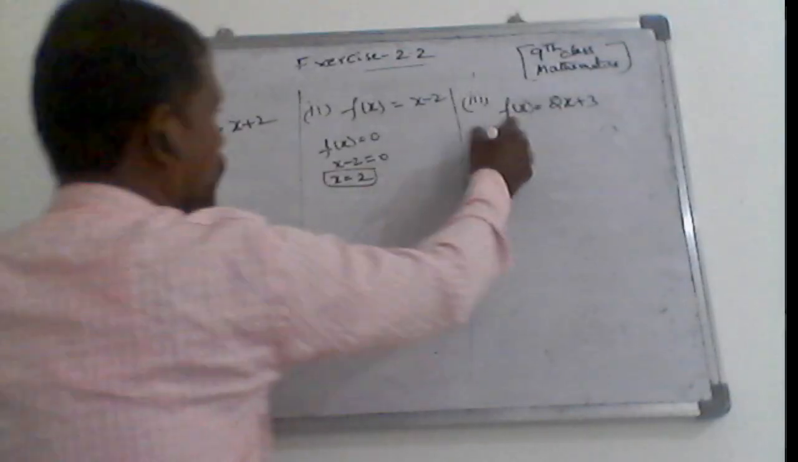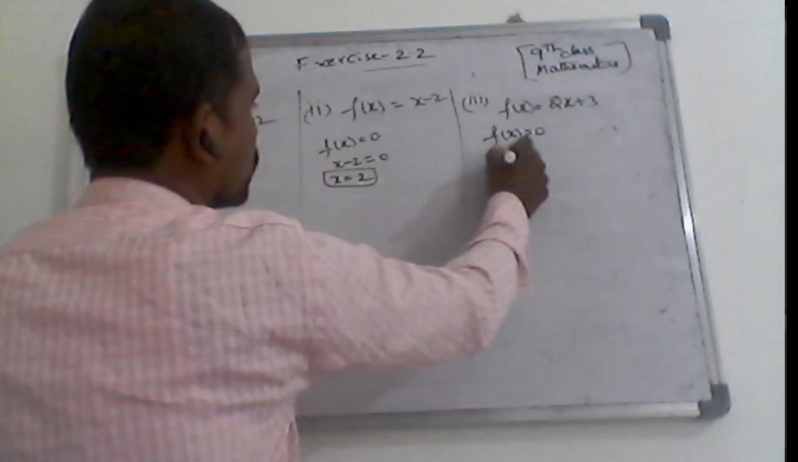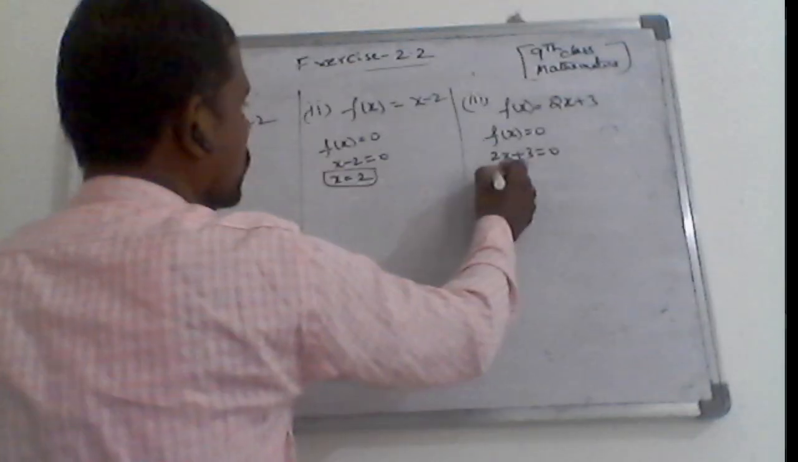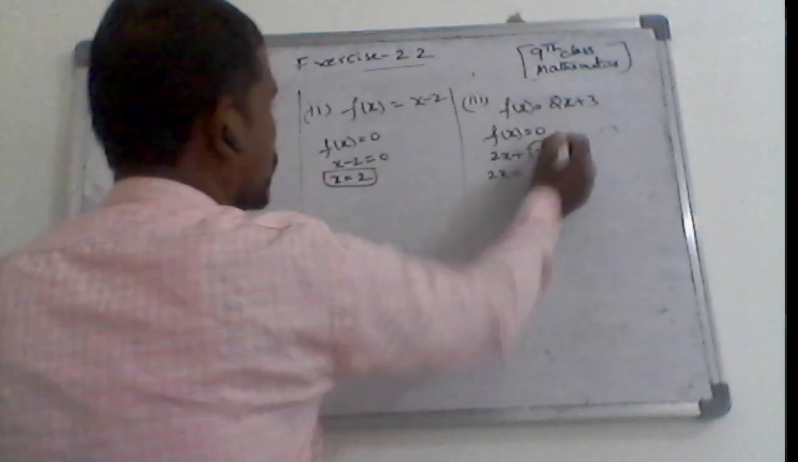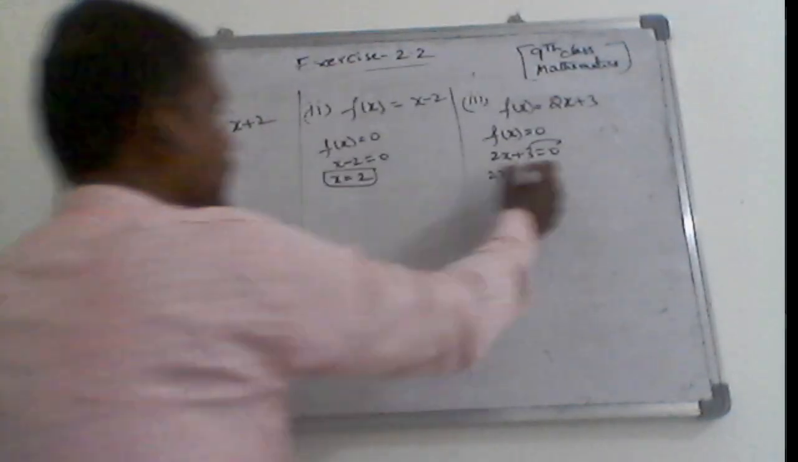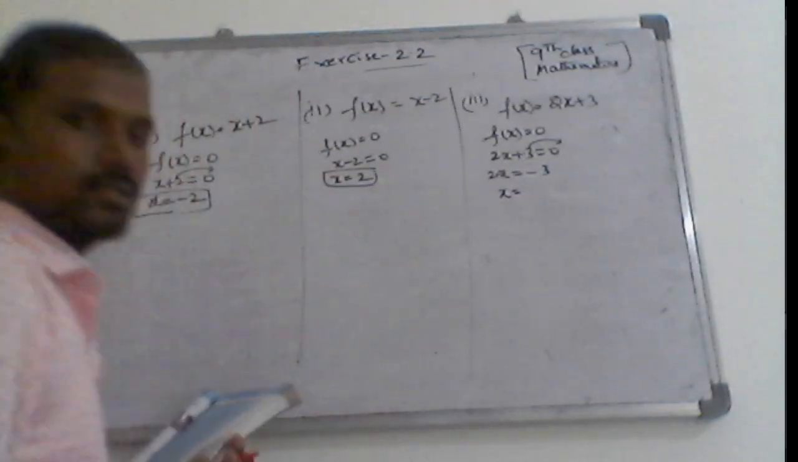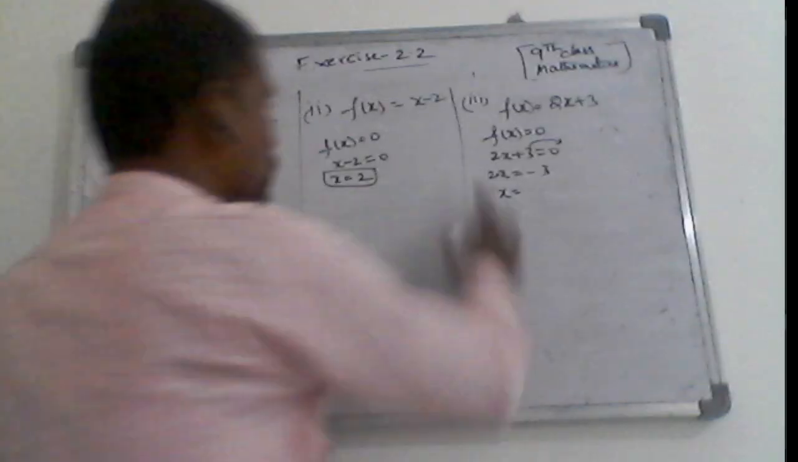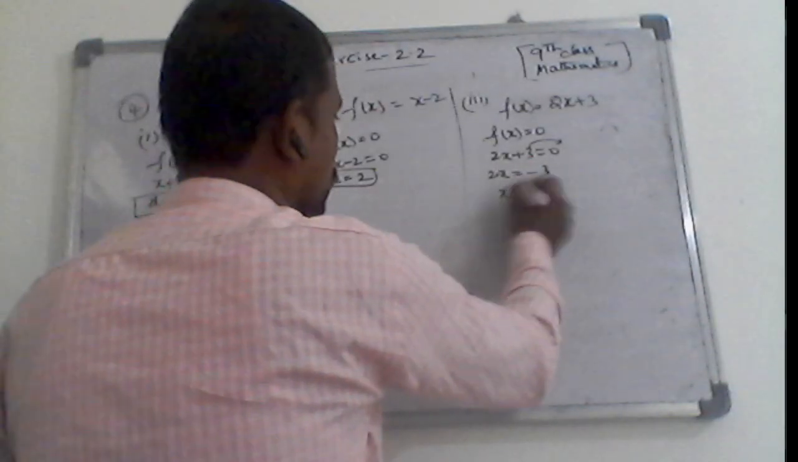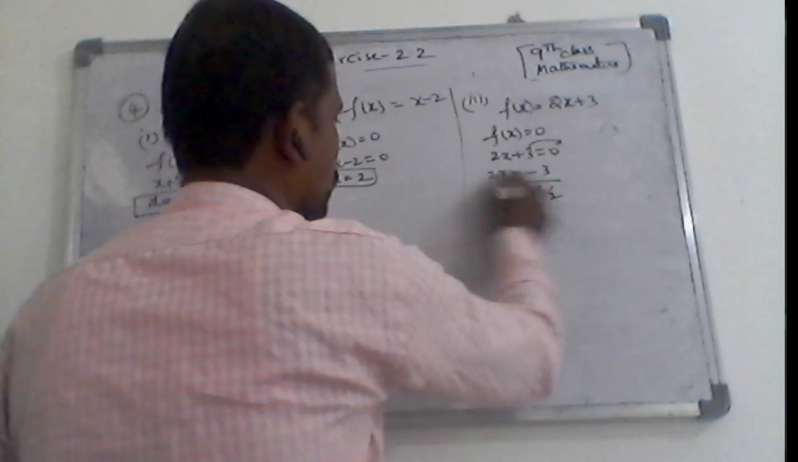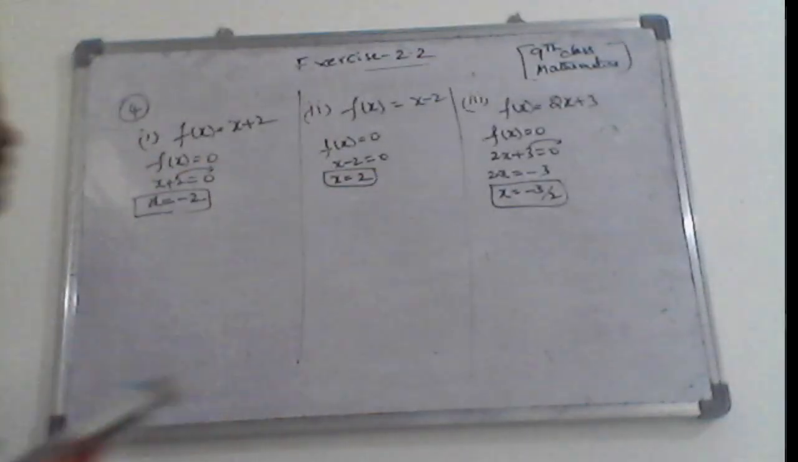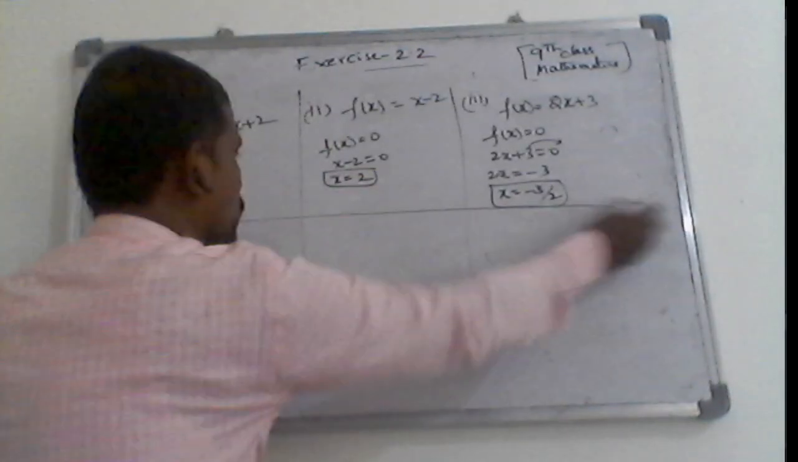Next one, f of x equal to 0. So 2x plus 3 equal to 0. 2x equal to, after transposing plus 3, you will get minus 3. So x equal to minus 3 divided by 2. So x equal to minus 3 by 2.